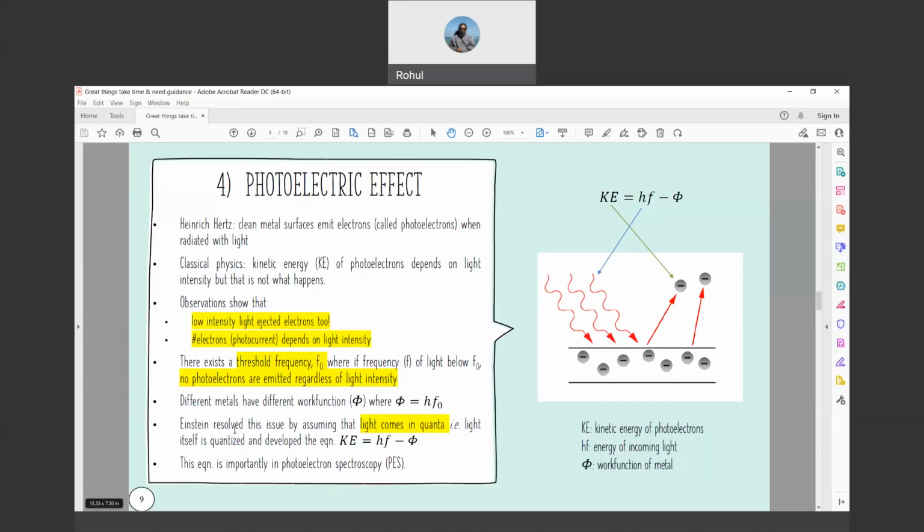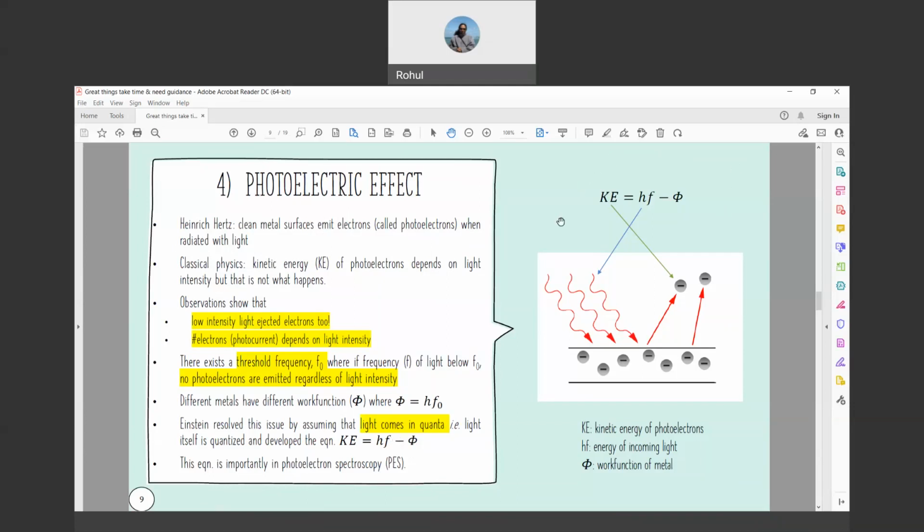Einstein resolved this issue by assuming that light comes in quanta. Light itself is quantized, and he developed the equation KE, kinetic energy, equals hf minus psi, okay? This equation is important in photoelectron spectroscopy.